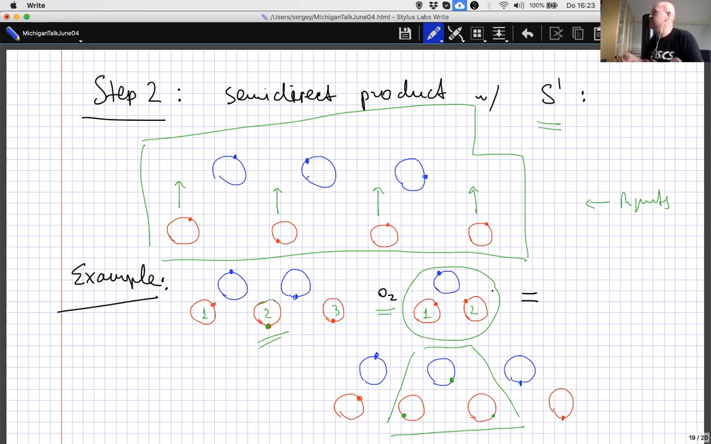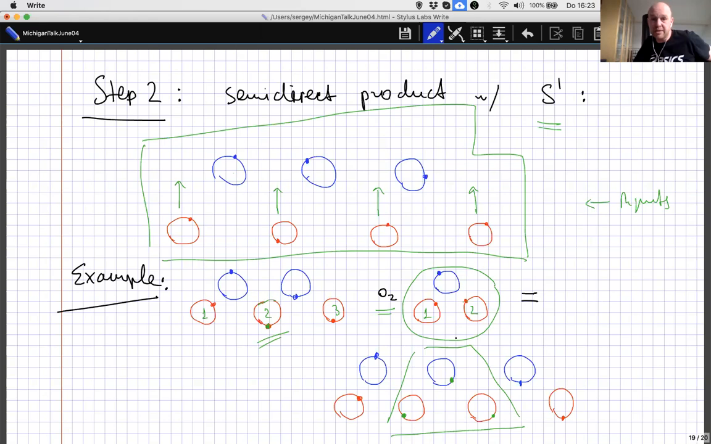Still, it's quite a simple structure, to be honest. Quite simple, purely combinatorial somehow, right? I mean, of course, I have this S1 actions and so on, but still it looks quite manageable, let us say.